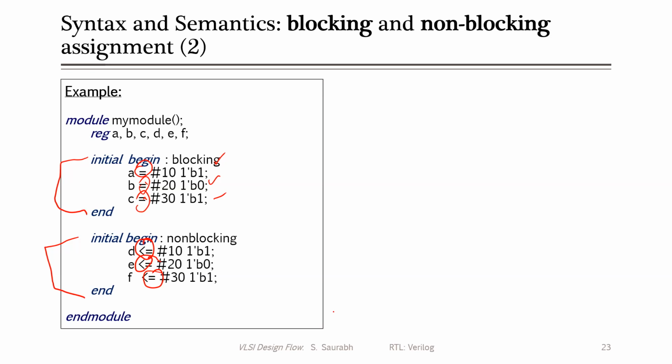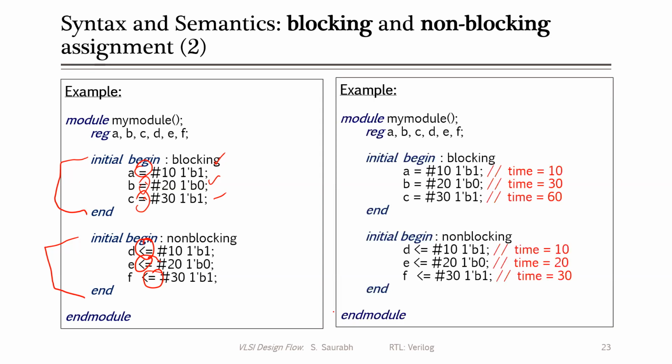Okay. And what about D, E, F? Sir, D at 10 nanoseconds and E at 20 nanoseconds. And F? Because it gets only 10 nanosecond delay. F will be at 30 nanoseconds. Yes, you are correct. So let me now explain why it will happen like this.